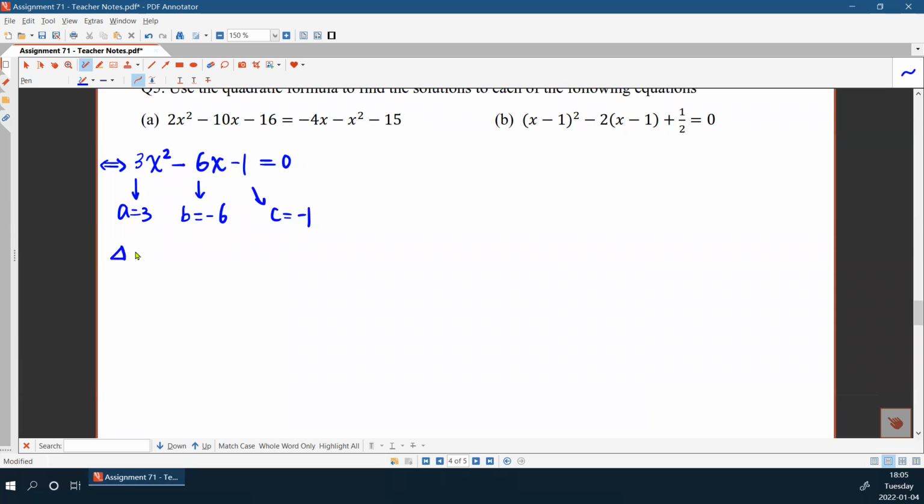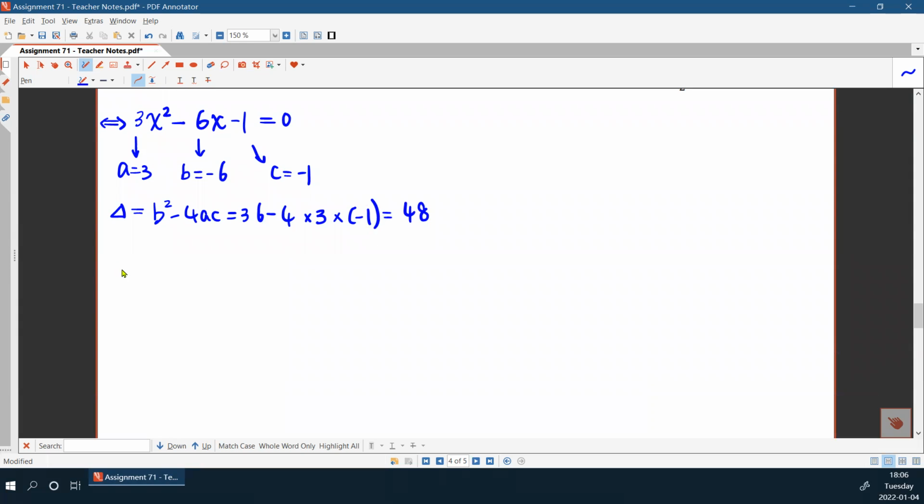Next step is to calculate the discriminant delta. Delta is defined as b squared minus 4ac, which is 36 minus 4 times a, which is 3, times c, which is -1. So this time we'll have 36 plus 12, which is 48, right? 48 is not a perfect square, so you will expect some square root symbols in our final solutions.